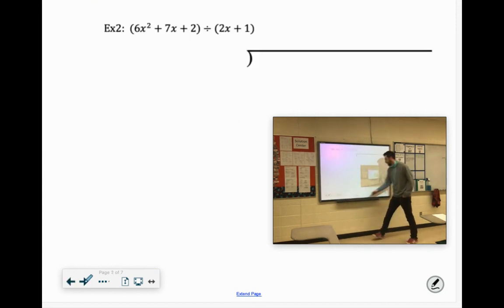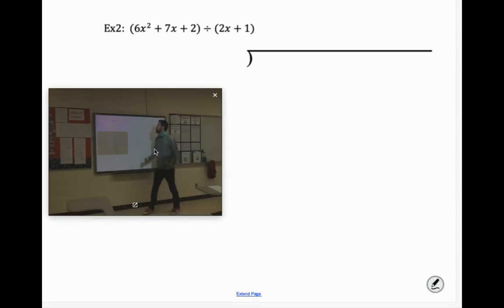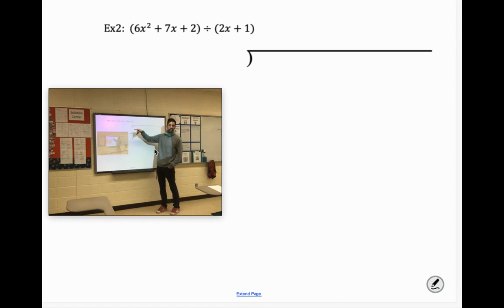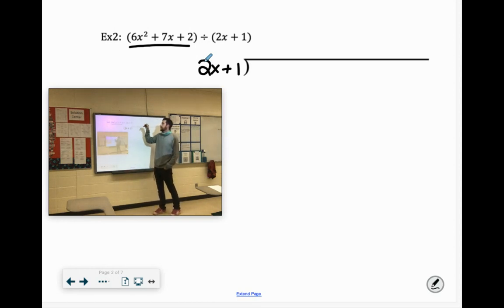This is more of what we're looking at. So let me move over here. We're doing 6x squared plus 7x plus 2 divided by 2x plus 1. So we put the 2x plus 1 over here. We write this stuff inside the division symbol. Now you have to write it in standard form. And if we were missing something, like if we had no x's there, you still have to write plus 0x for now. And that doesn't happen on this one. So 6x squared plus 7x plus 2.